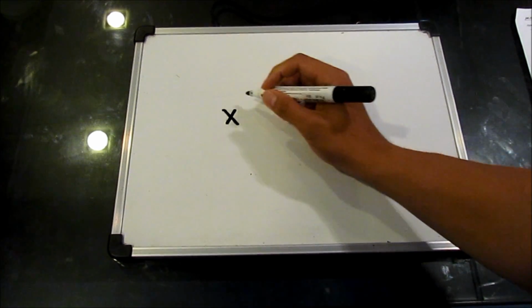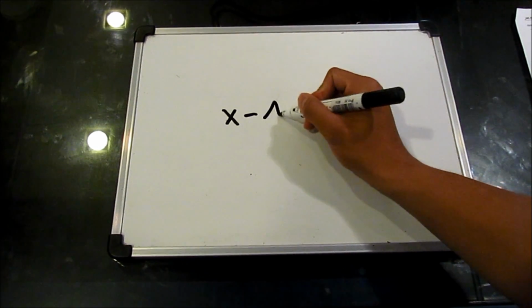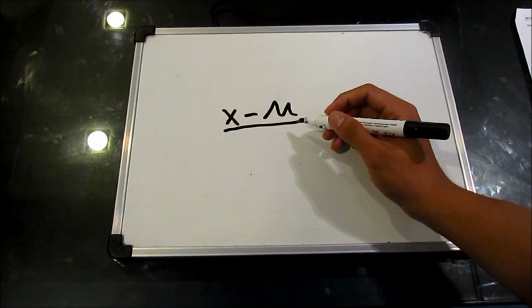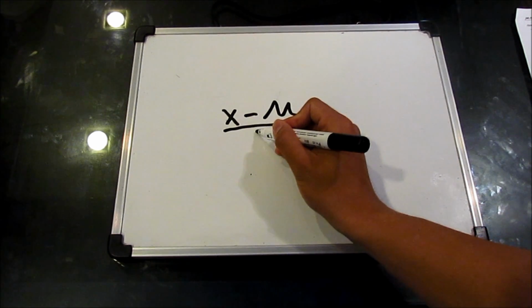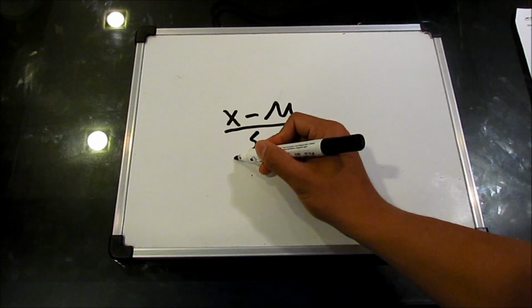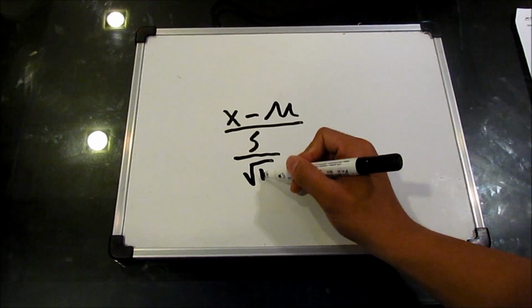Sample mean minus hypothesis mean divided by standard deviation over the square root of sample n.